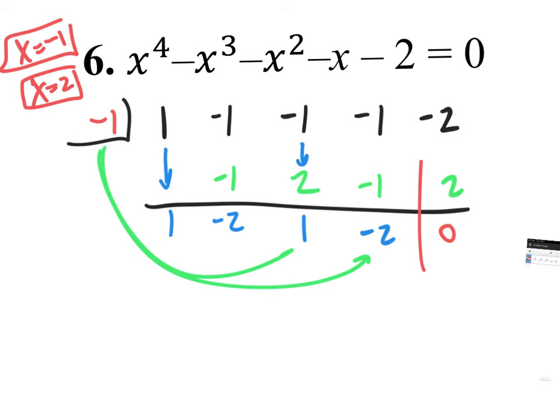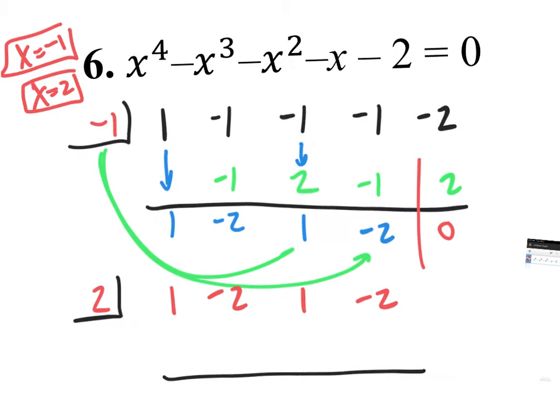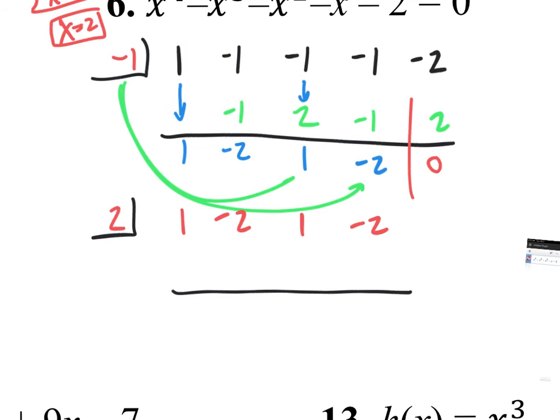So let me just do the 2, and let me use the coefficients of the depressed polynomial, the 1, the negative 2, the 1, and the negative 2. All I did was bring them down, okay? And we're going to do this again. Of course, we're going to get the remainder of 0 again. So here we go. 1 plus 0 is 1. 2 times 1 is 2. Negative 2 and positive 2 is 0.